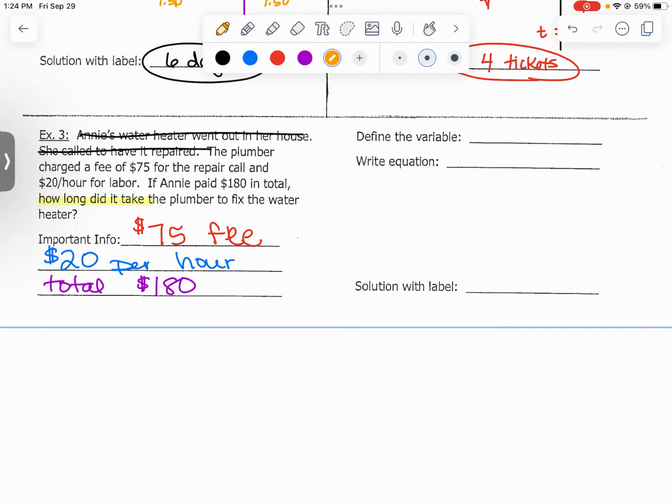So let's see. Sophie, pick a letter. H. Okay. Write the equation. Write the equation that you think represents this information. If it's wrong, we'll fix it.